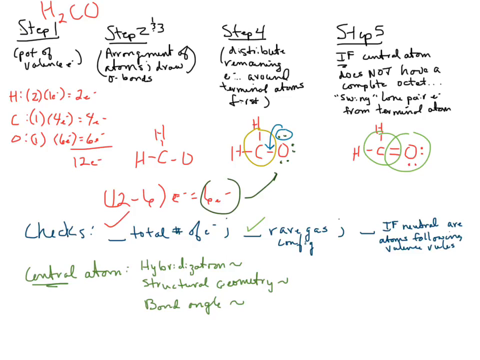Is it reaching out 4 times? Yes. Okay, oxygen, find on the periodic table, is 6A. So 8 minus 6 is 2. Is it reaching out twice? Yeah. So that's all good.